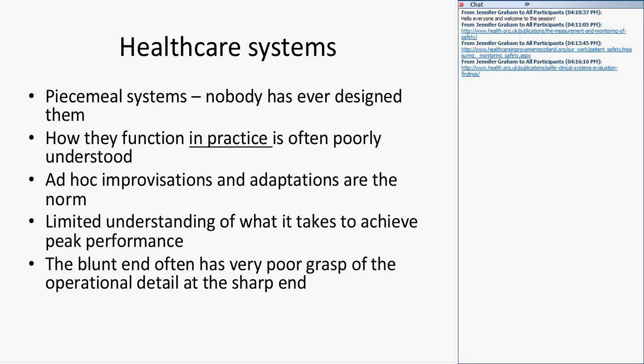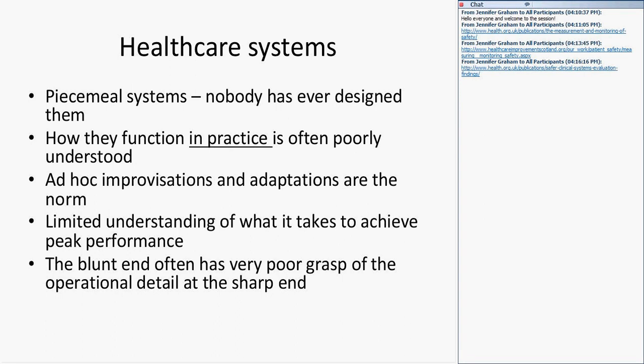And they basically work because the staff make them work. The staff go to enormous lengths to rescue situations that go wrong. They put huge effort into getting things right for patients. And as they do that, they make ad hoc improvisations and adaptations. And that can be very good in getting the system to work today for this patient. But it can also frustrate achieving peak performance, because in a way that work by the staff obscures these defects. And there's often very limited understanding of what it takes to get to really peak performance because of this.